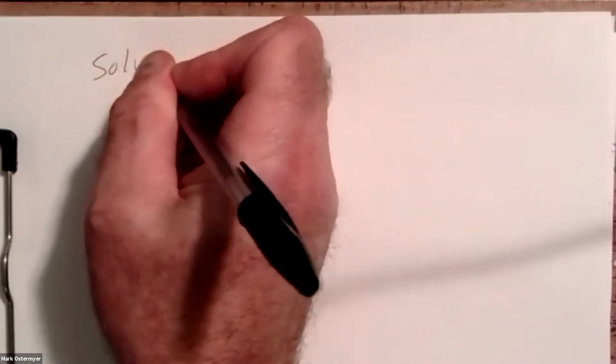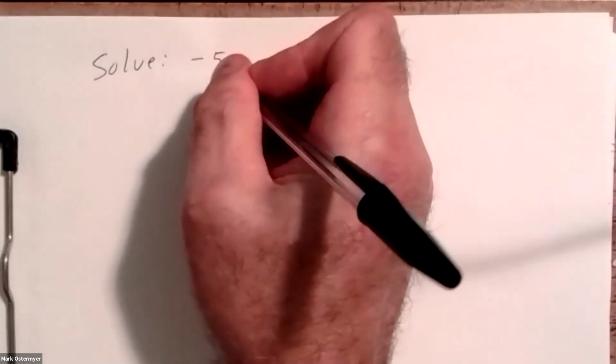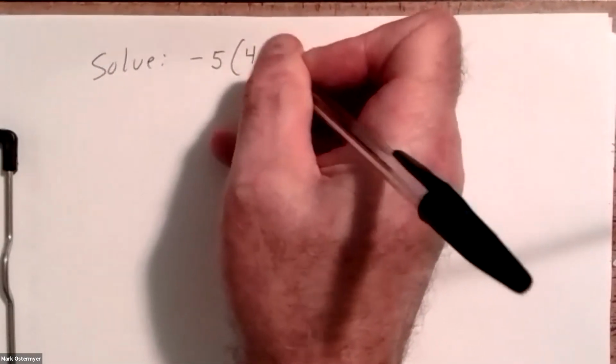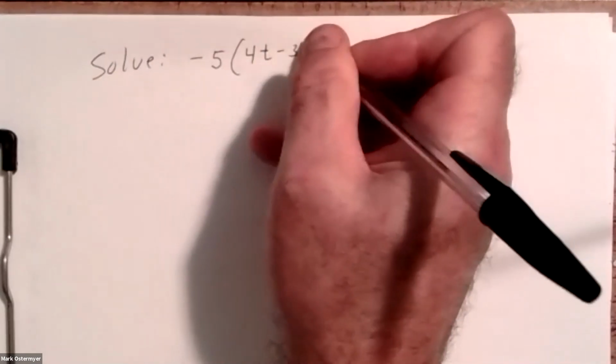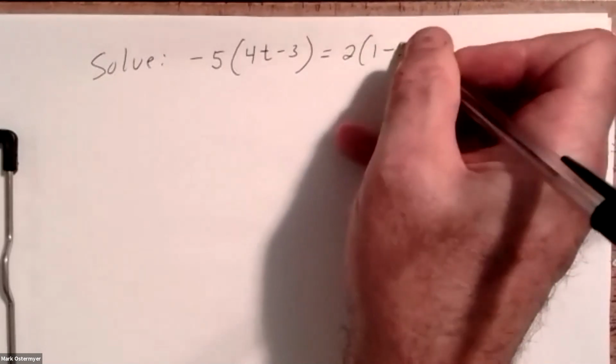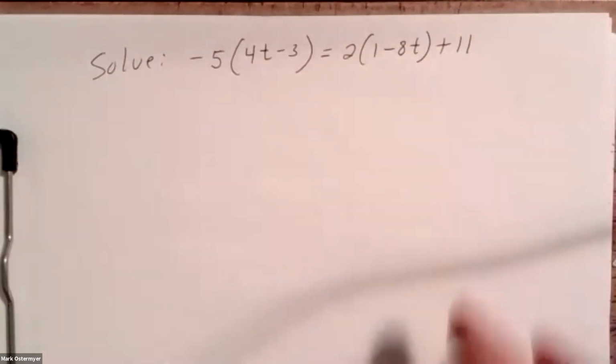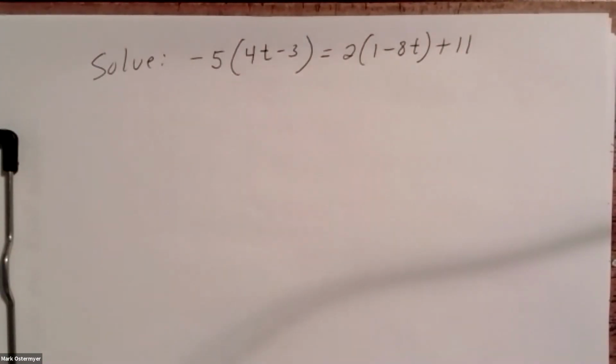All right, we'll solve -5 times (4t - 3) = 2 times (1 - 8t) + 11. We will try to solve this equation for t. What would be the first move here?